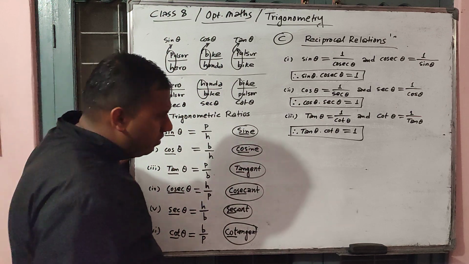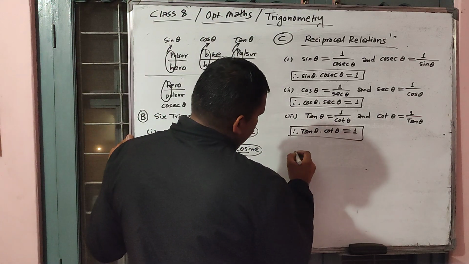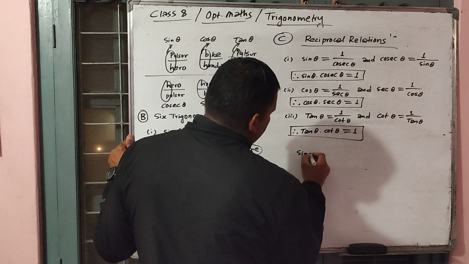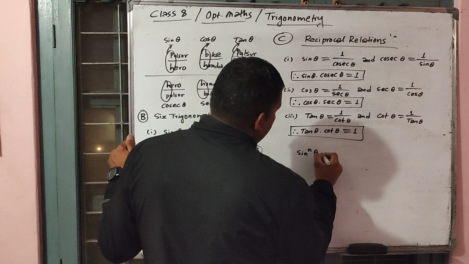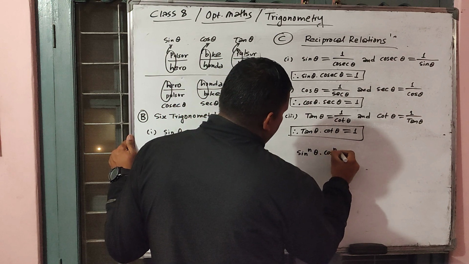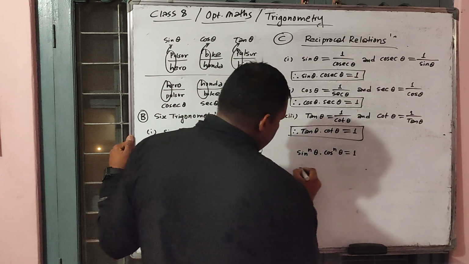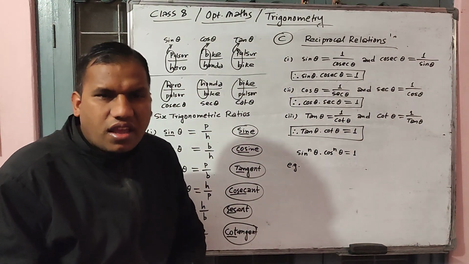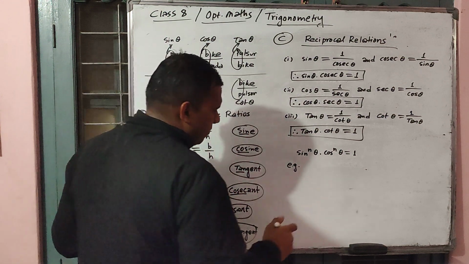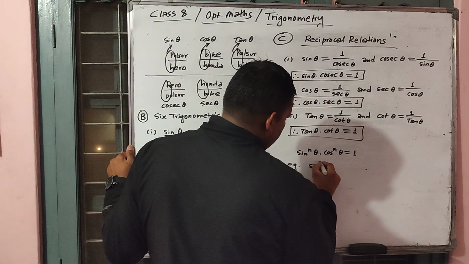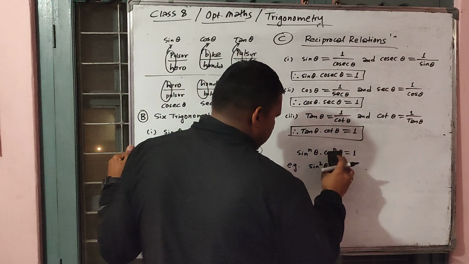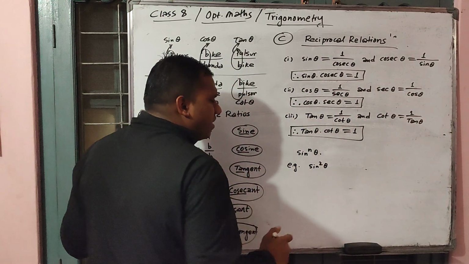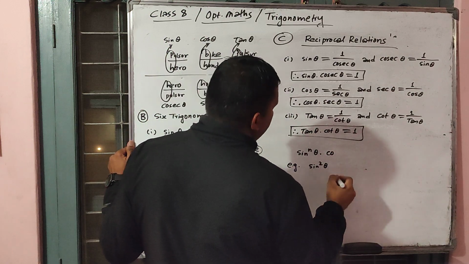Now, furthermore, we can write in general sine to the power n theta dot cosec to the power n theta equal to 1. The value of n may be any number. For example, sine square theta, sorry, here sine to the power n theta dot, here the reciprocal of sine is cosec.